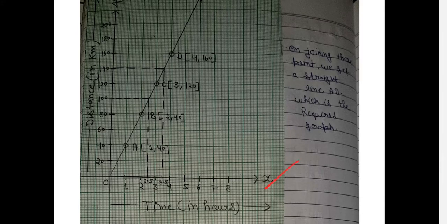This one shows the x-axis as time in hours and the y-axis as distance in kilometers, and the values go like this: 1, 2, 3, 4, 5, 6, 7, 8, and the distance becomes 20, 40, 60, 80, 100, 120, 140, 160, 180, 200. Like that we have to take.